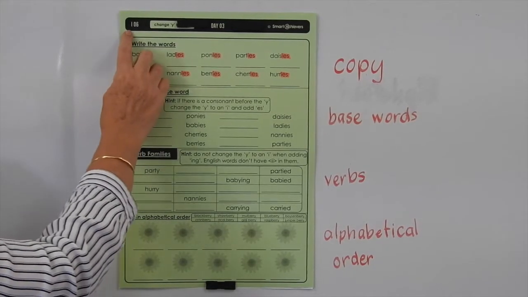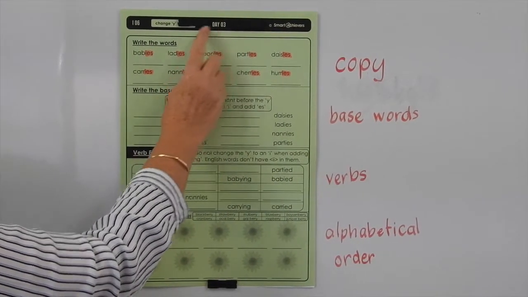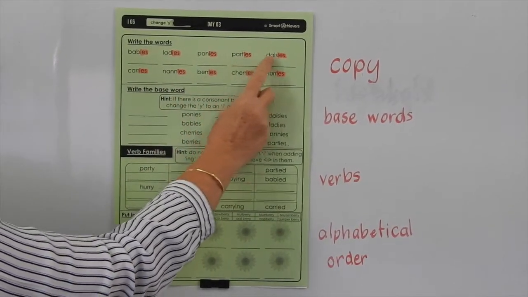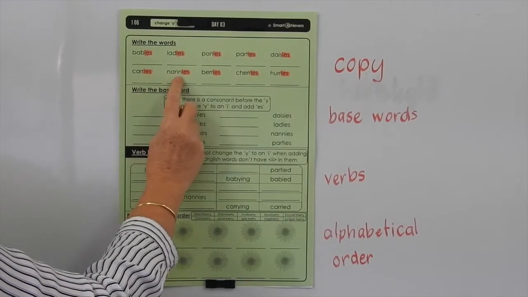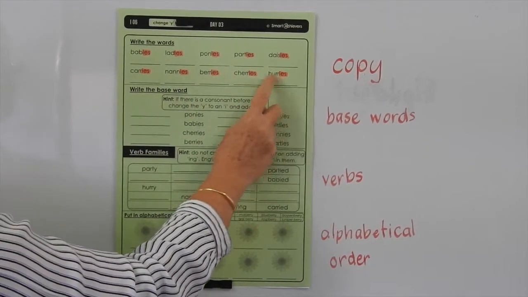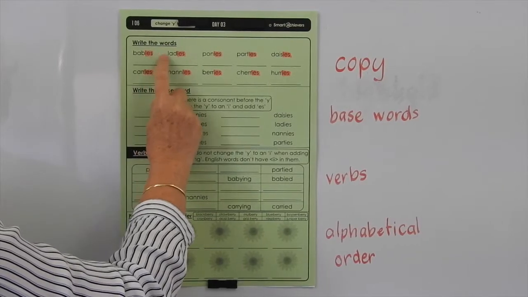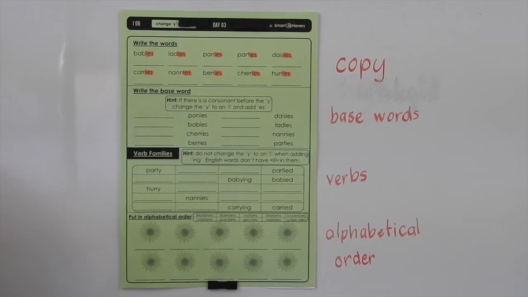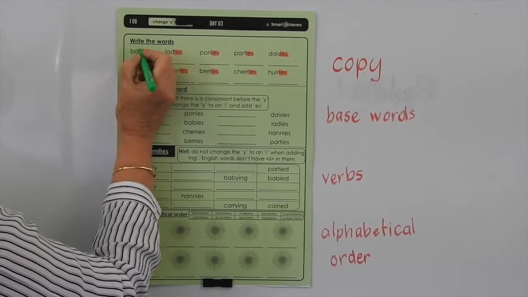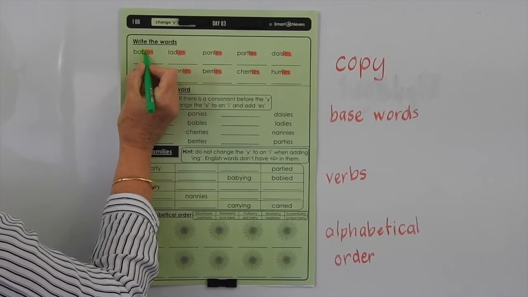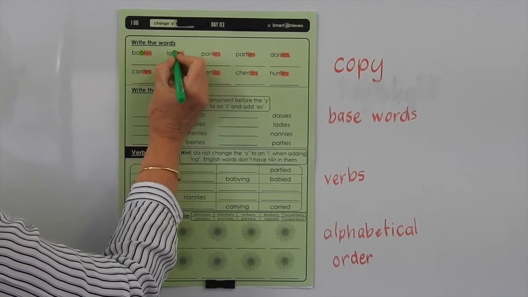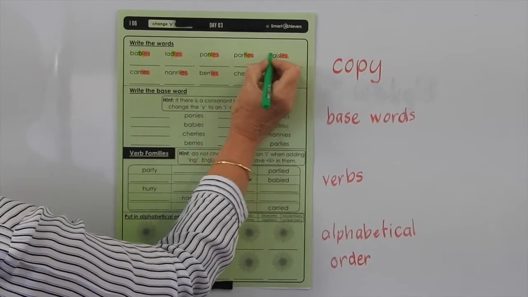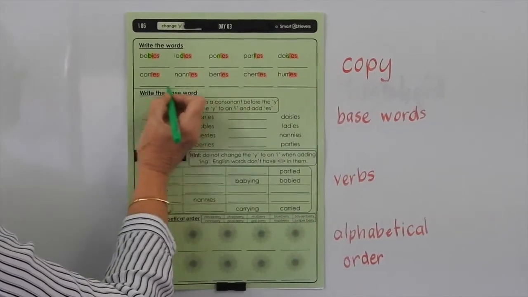This is level I, day 3, and we're doing list 6. So we've got babies, ladies, ponies, parties, daisies, carries, nannies, berries, cherries, hurries. In all of these words you need to highlight the IES on the end, and remember that if we have a consonant before a Y, we must change the Y to an I before we add the ES. Some of these words are nouns and some are verbs.